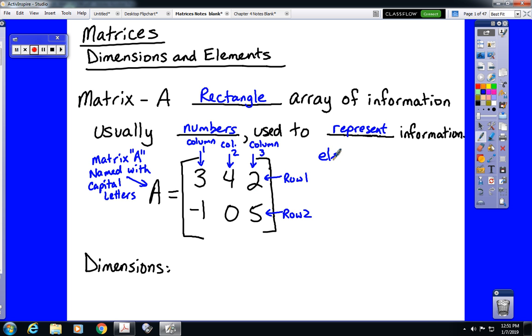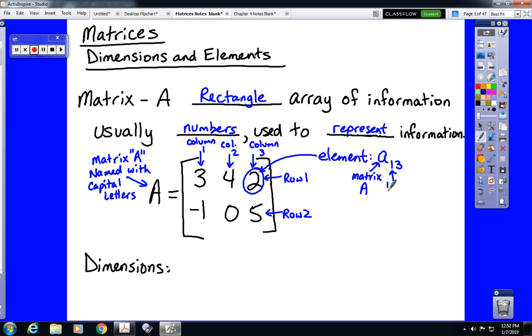Each piece of information in this matrix is called an element. Okay? We'll just name one of these right now. Let's say element a 1, 3. That would be this 2. Because it's coming from matrix A, we use a lowercase a to tell us what matrix it's coming from. And then this subscript tells us the location.